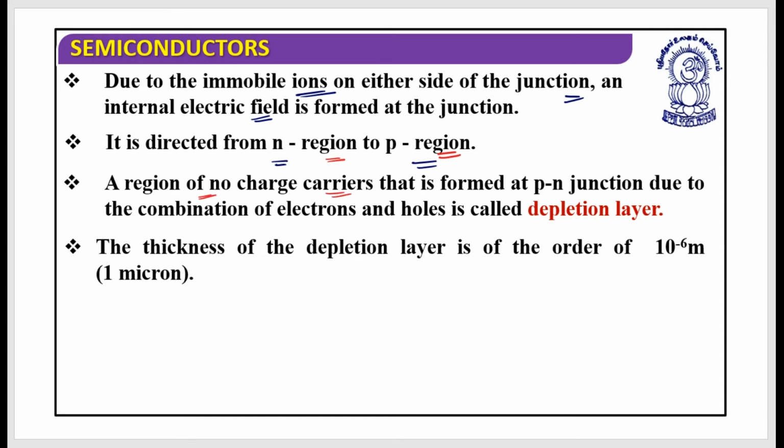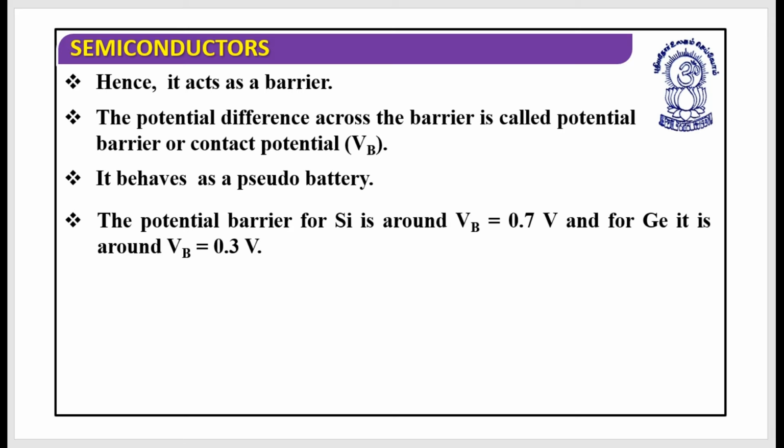A region of no charge carriers that is formed at the PN junction due to the combination of electrons and holes is what we call the depletion region. The thickness of the depletion layer is of the order of 10 to the power minus 6 meter, which is approximately 1 micron, so that it acts as a barrier.